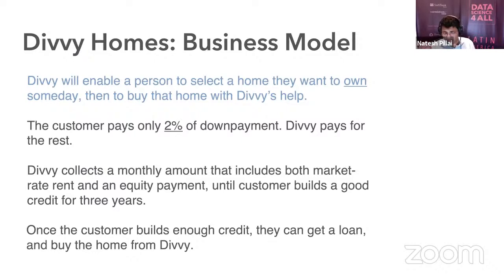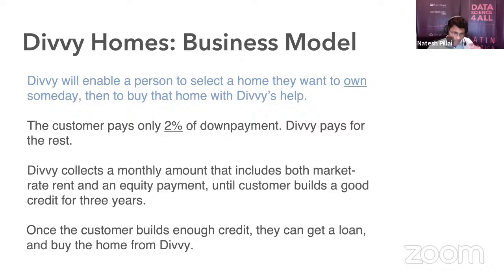What does that mean? What is the major impediment in the United States, in addition to being able to secure the loan? The person has to have enough down payment. Many people might not have that much cash reserve to pay for a down payment. So what Divi does is that the customer pays only 2% of the down payment. Divi pays for the rest. Divi collects a monthly amount that includes both market rate rent and a small equity payment until the customer builds good credit for 3 years, right?